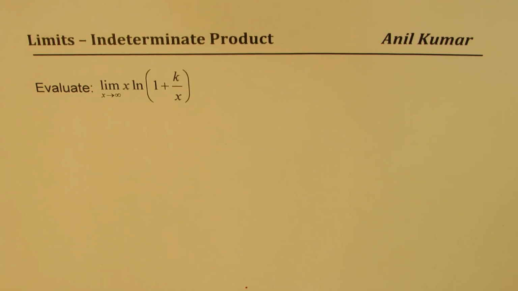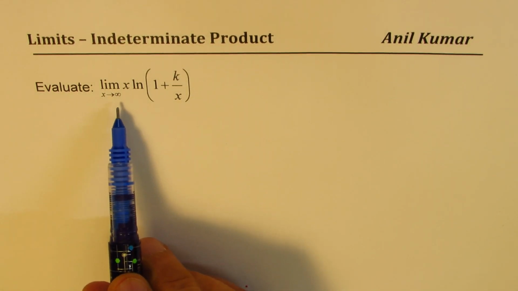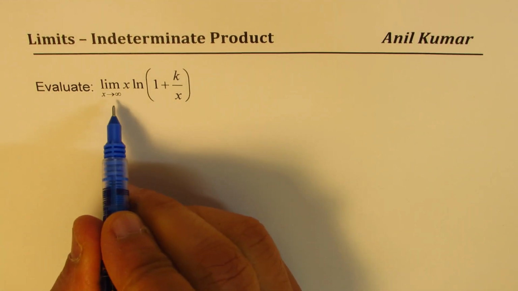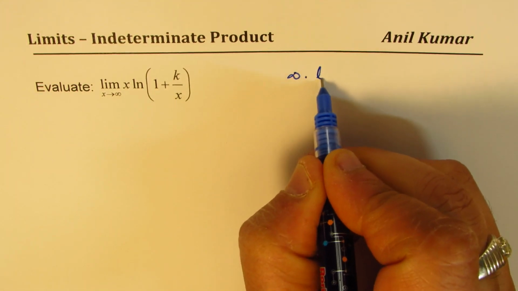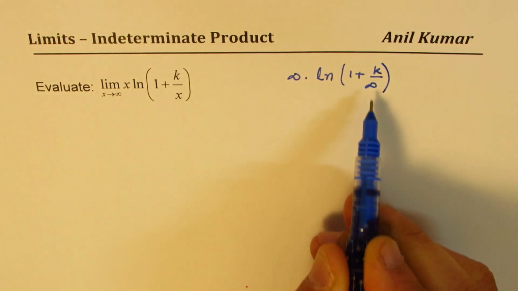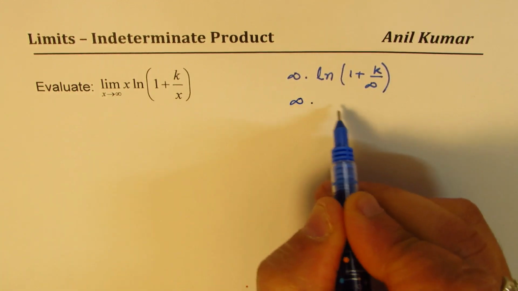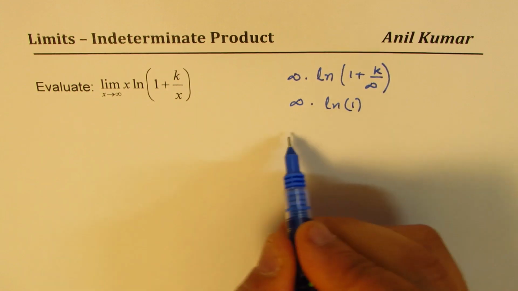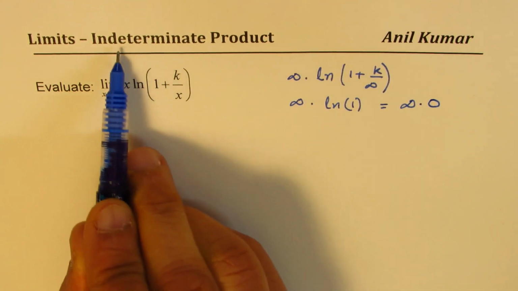So here is our third example on indeterminate products. We need to evaluate the limit when x approaches infinity of x times ln(1 + k over x). See what happens when I substitute infinity here. For x, it is infinity, and for ln, it will be ln(1 + k over infinity), correct? k over infinity means this term will be 0, so basically it will be infinity times ln 1. Now, ln 1 is basically 0.